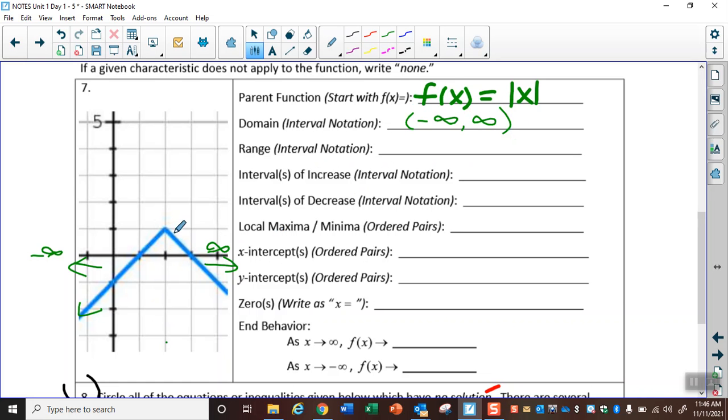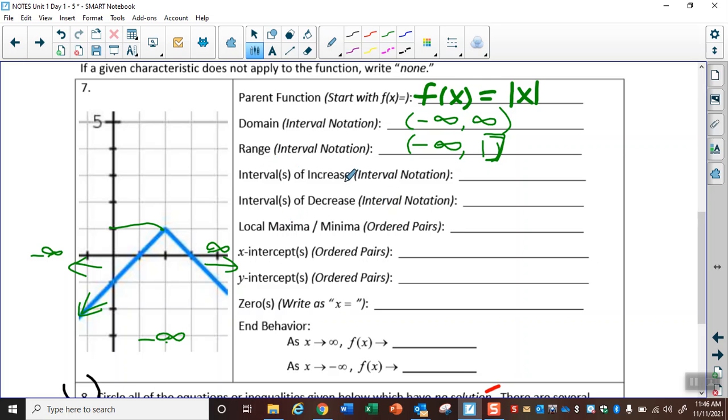Range is bottom to top. Well, it goes down forever, so that's negative infinity. The top point is this maximum right here, and so the y value here would be 1. So negative infinity to 1. Oh, but it includes that 1, right? Because that 1 is actually on the graph, so I'll use a square bracket.